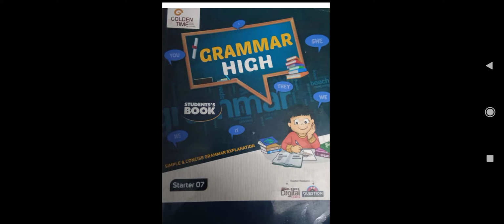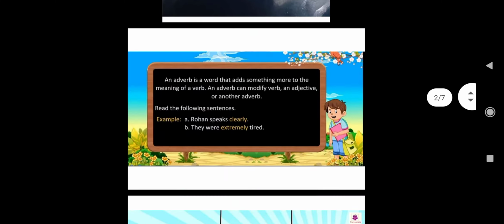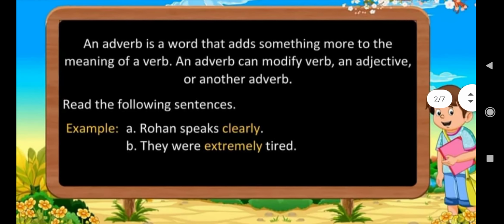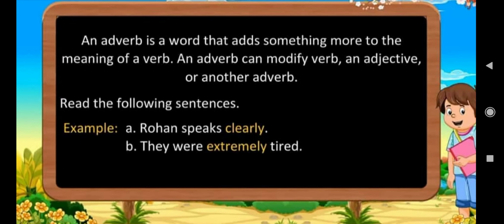Now today from your grammar book we are going to discuss a topic that is adverb. So before we move on to your book, let's have an introduction about what adverbs are. An adverb is a word that adds something more to the meaning of a verb. An adverb can modify a verb, an adjective or another adverb. So, for more clarity, let's read the example.